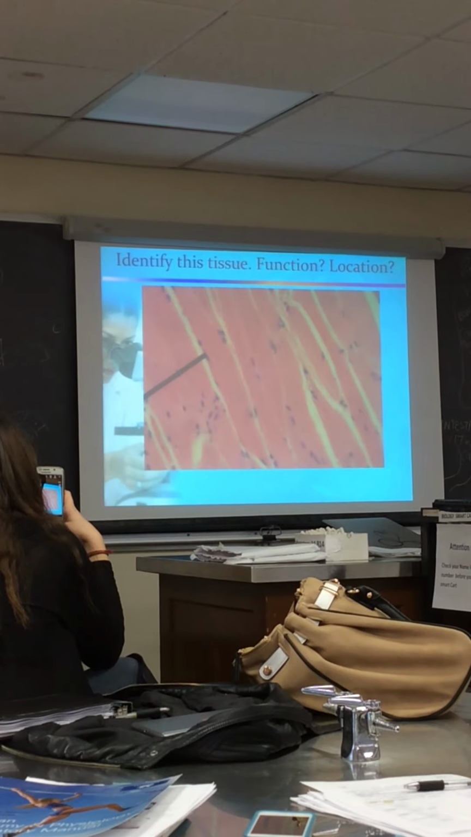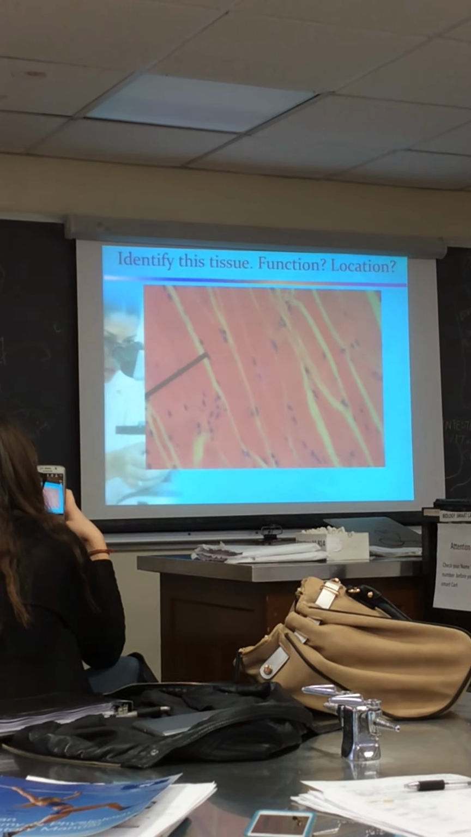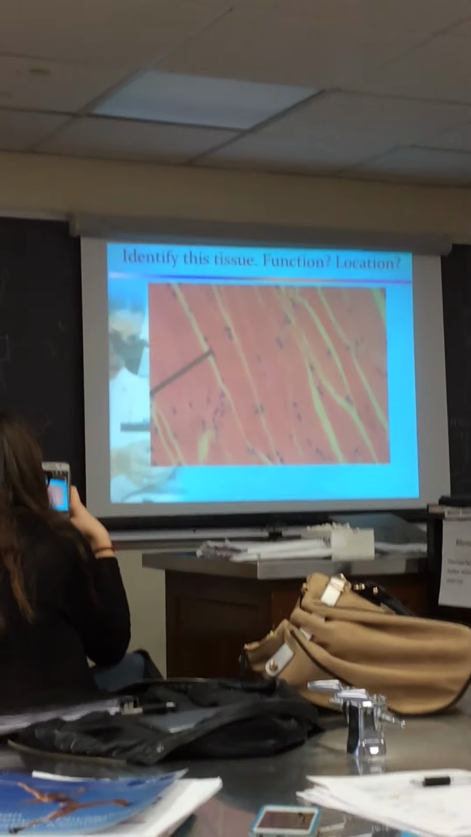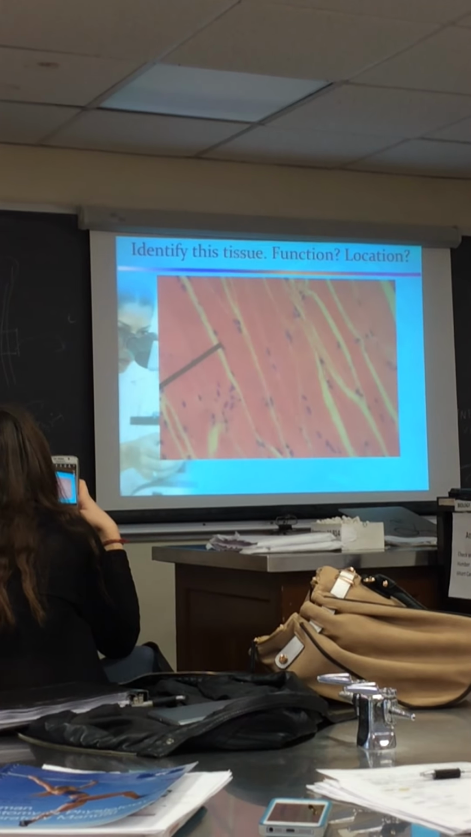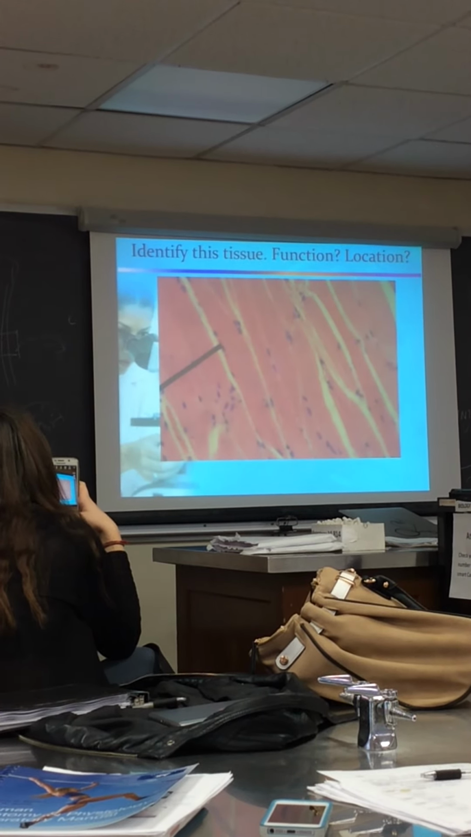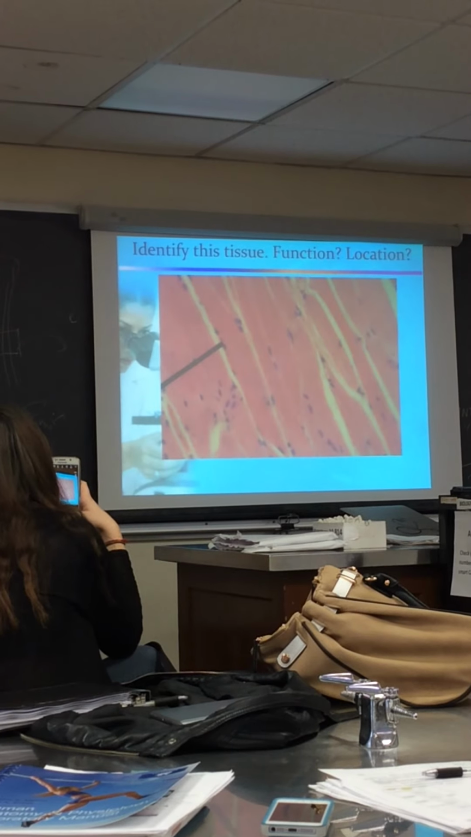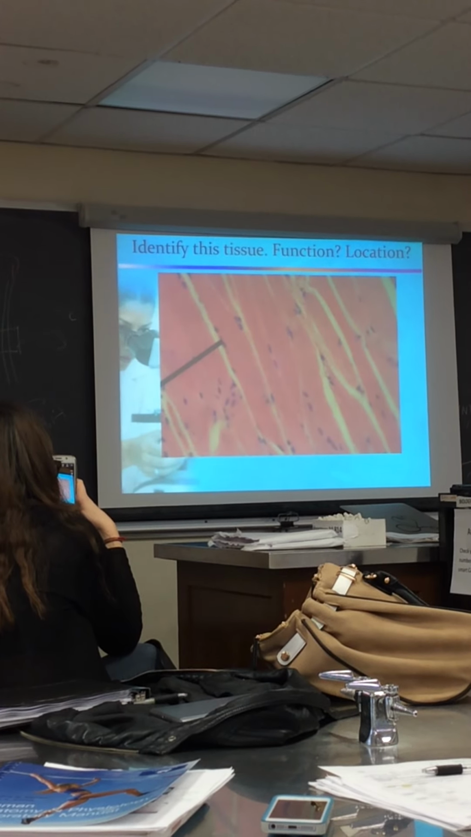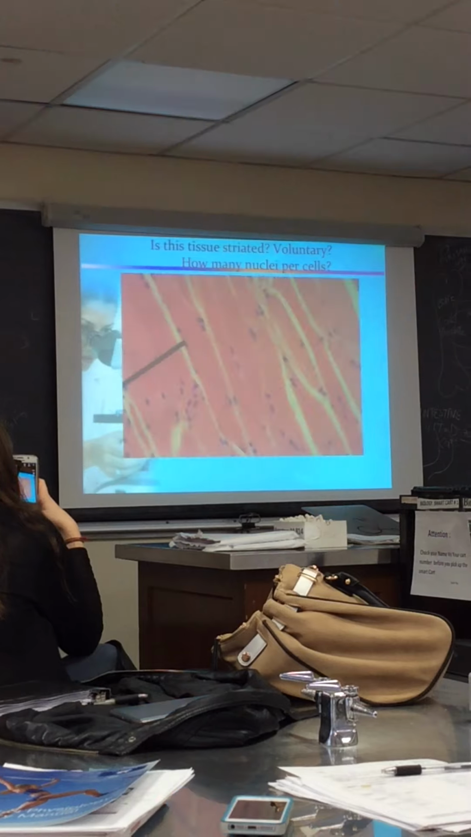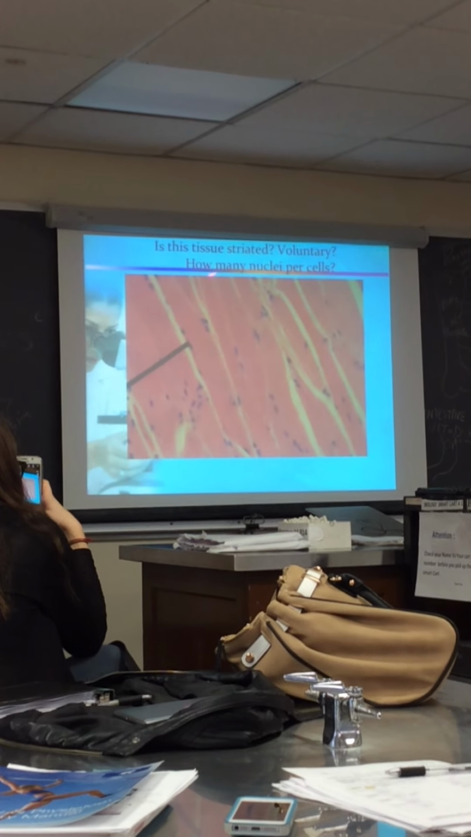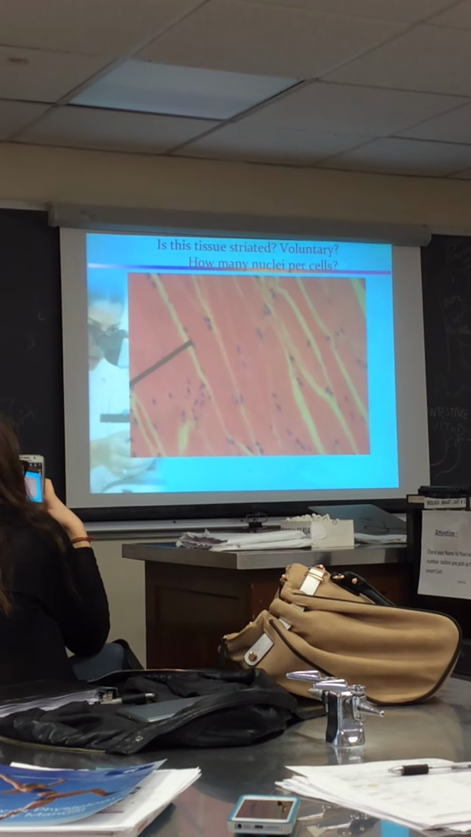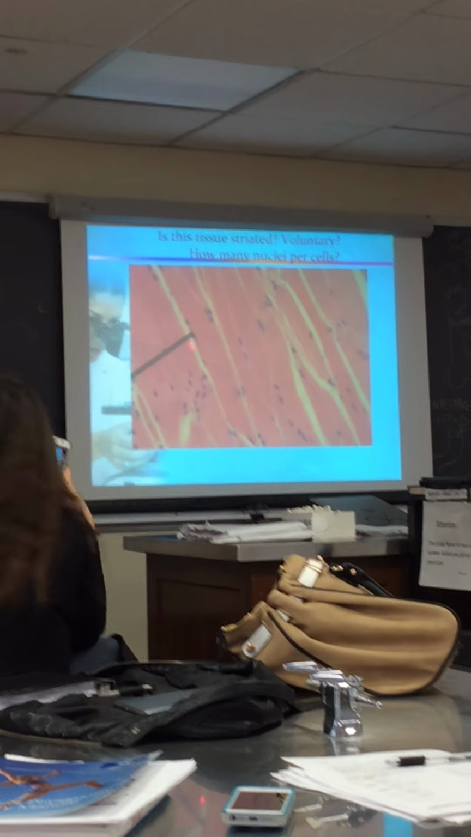Can you recover if this tissue gets damaged? Yes. Why? It's vascularized and it also has satellite cells. That's how this tissue can recover. Okay. How many nuclei per cell do we have? Many. It is multinucleated.